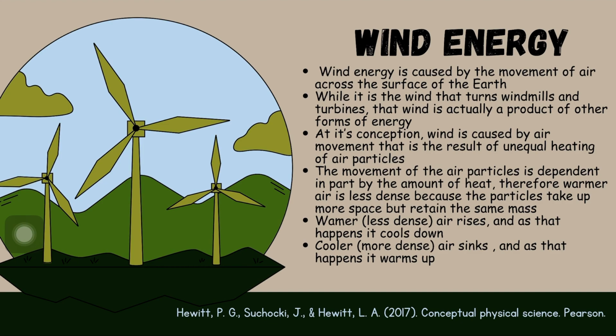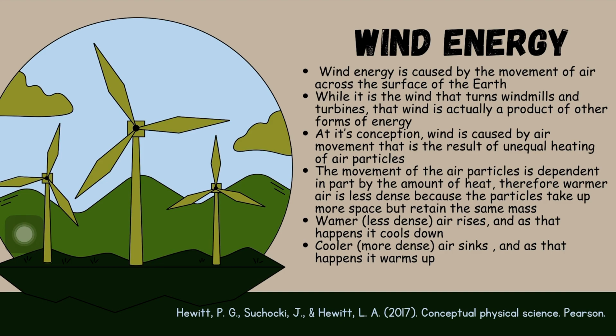So, wind energy is caused and collected by the movement of air across the surface of the Earth. Of course, it is that air movement and the wind itself that turns windmills and turbines where that energy is collected, but that wind is actually a product of other forms of energy. So, at its conception, wind is caused by air movements, and that air movement is the result of the convection kind of phenomena that comes from air circulating because of its temperature. And that temperature, of course, comes from other sources like solar energy, energy from the sun, thermal energy, heating that air. The movement of air particles is dependent on that amount of heat.